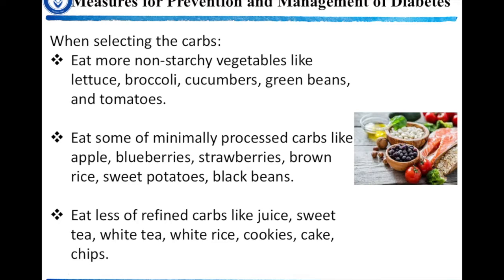When selecting the carbs, you need to eat more non-starchy vegetables like lettuce, broccoli, cucumbers, green beans, and tomatoes. Eat some of the minimally processed carbs like apple, blueberries, strawberries, brown rice, sweet potatoes, and black beans. Also, you need to eat less refined carbs like juice, sweet tea, white rice, cookies, cake, and chips.